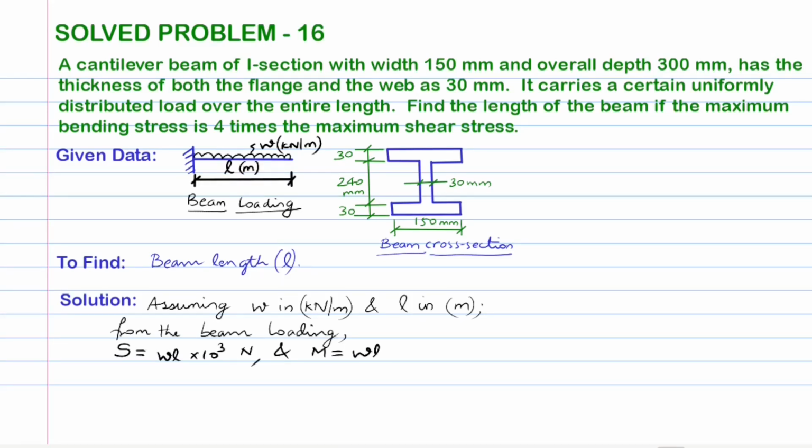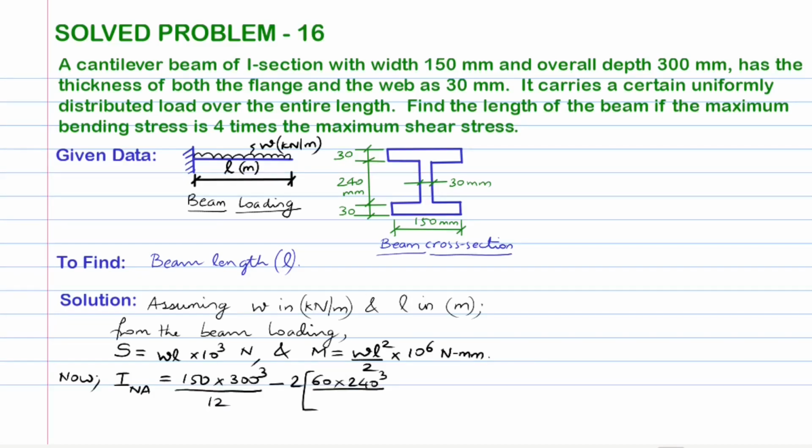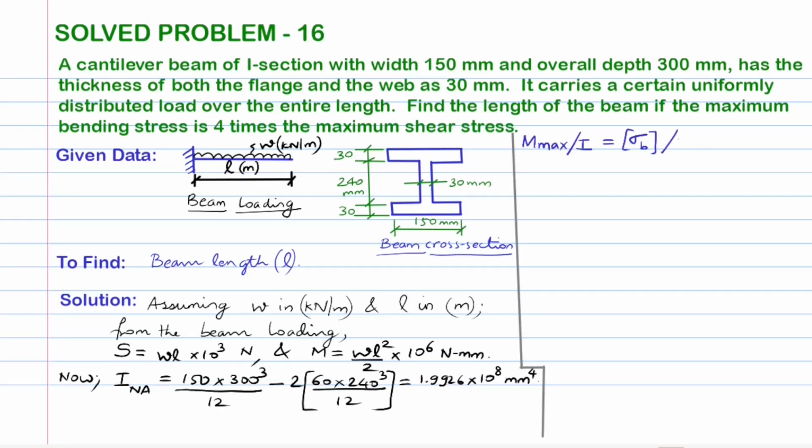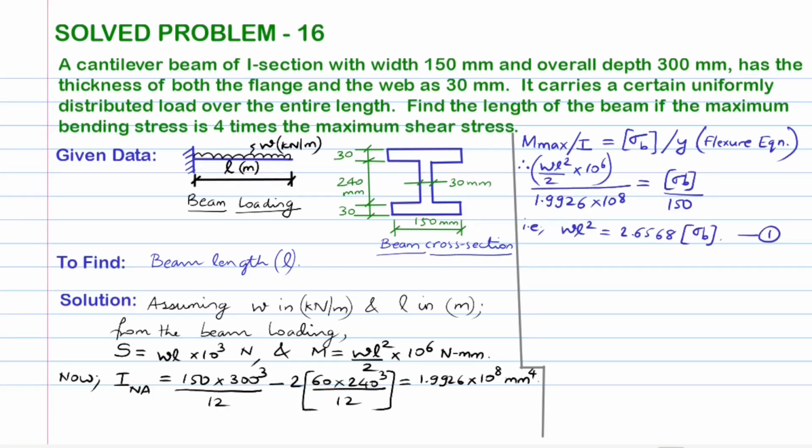Now we draw the cross section of the beam as per the given data and estimate the area moment of inertia about the neutral axis or centroidal axis to be 1.9926 times 10 to the power of 8 in millimeter to the power of 4 units. From the flexure equation, we get the value of W times L square to be equal to 2.6568 times the permissible bending stress. Let's number this equation as 1.